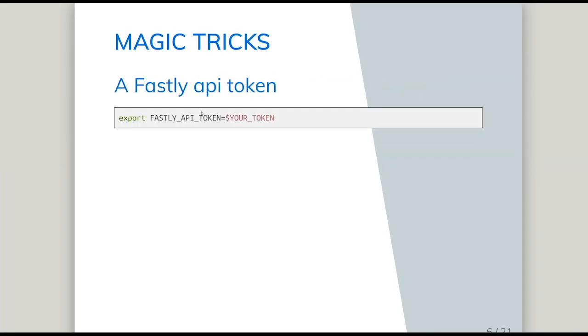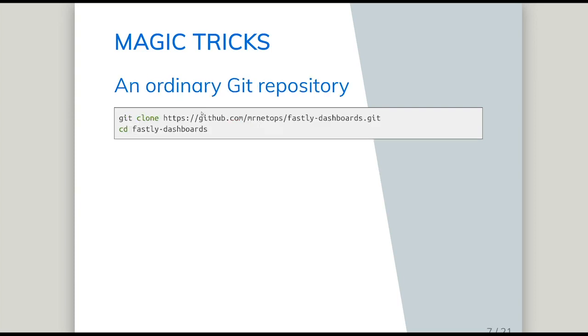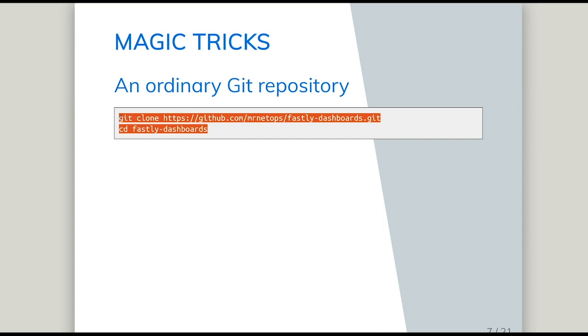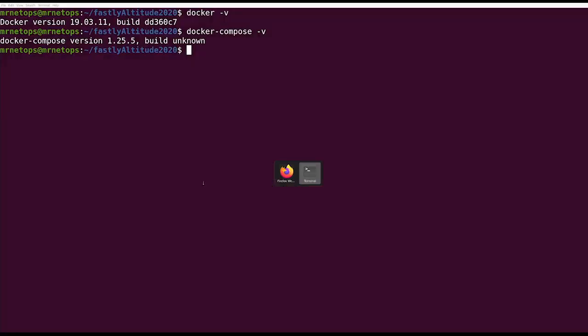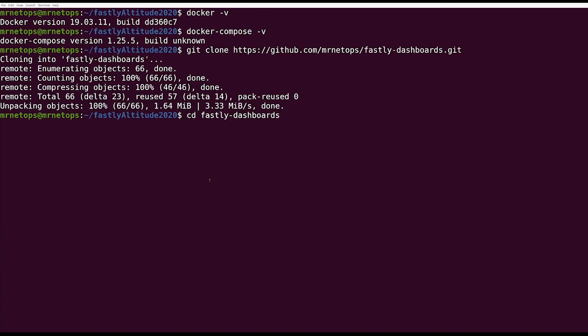A Fastly API token? No, I am not going to show you mine. I'm sure everyone who's looking at this particular presentation is capable of getting access to their own. That's actually part of the reason for this presentation. We're going to take an ordinary Git repository. Very, very simple. We're going to go ahead and clone that guy. We're going to go into it.